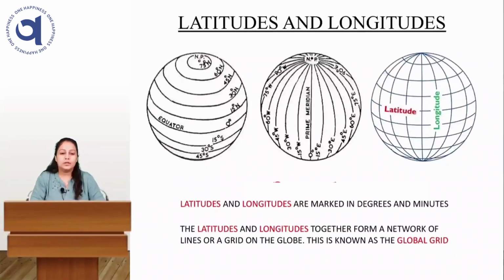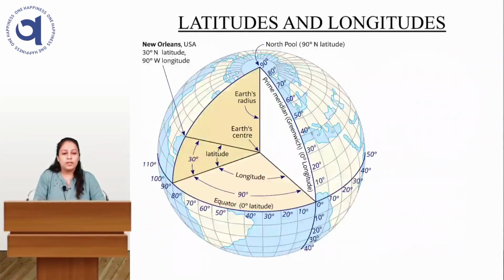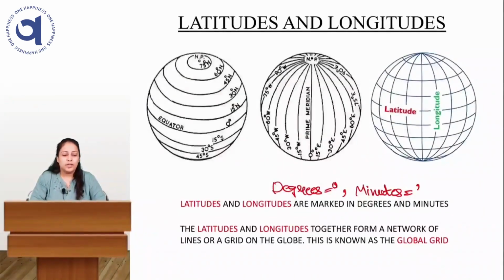Now the latitudes and longitudes together form a network of lines, or a grid, on the globe, and this is known as the global grid. Here they are telling that the lines of latitude and longitude intersect each other at a right angle, forming a network of lines. You can see in the third image, these lines intersect each other at right angles and form a network of lines, known as the global grid or a grid on the globe.